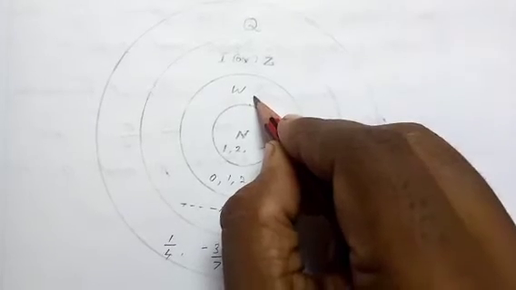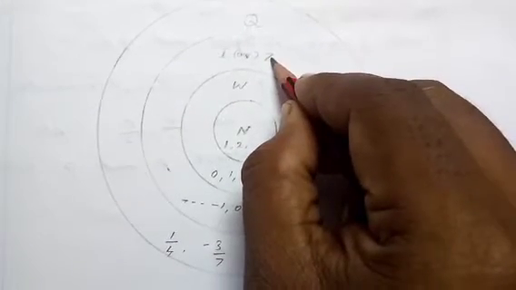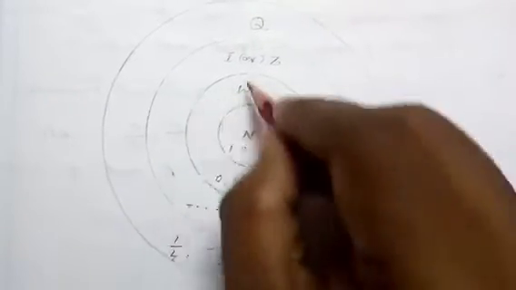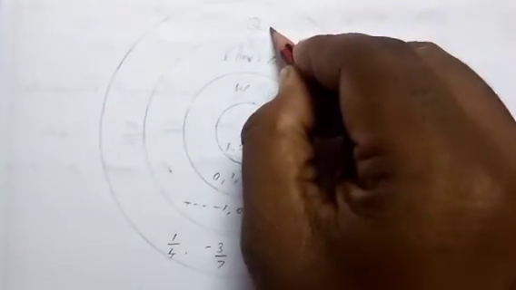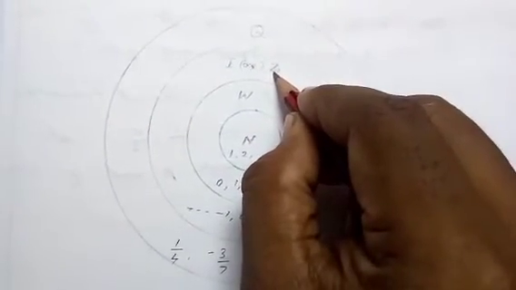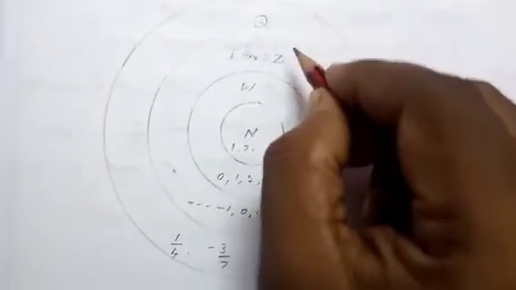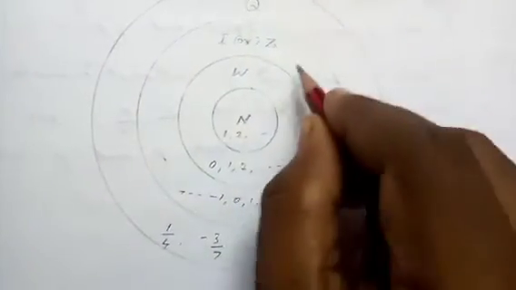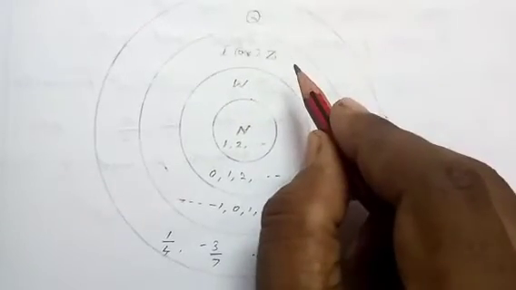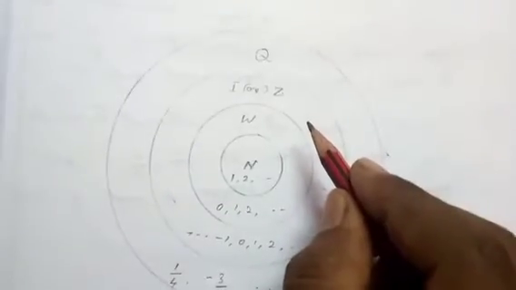Then every whole number is an integer. Every whole number is a rational number. Every integer is also a rational number. But a rational number need not be an integer.